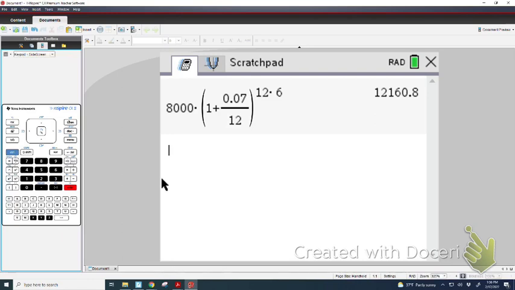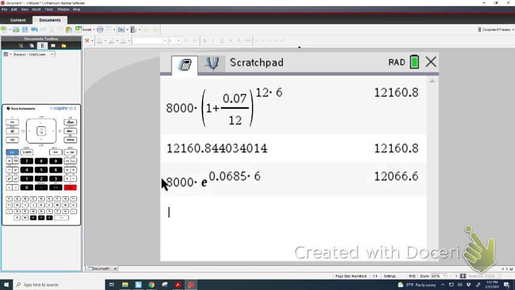Now notice that 0.84 isn't there, it rounded. So if you highlight your number, if you press up, highlight it, hit enter, you see it's actually 84 cents right there. So be careful with that. Calculator might round your answer. Good to highlight it and hit enter. For the continuous one, 8,000 times, press E to the 0.0685 times 6. And also it rounded it. So those are our two results.